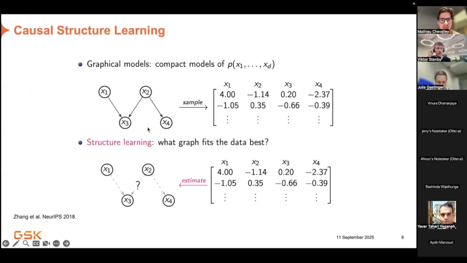Now, let's say you assume there is an existing underlying graph that generates the samples you observe. What you often want to do, since you don't know the true graph, is to learn it from data. So learn the structure just from samples, which then allows you to have some understanding of phenomena in your environment.